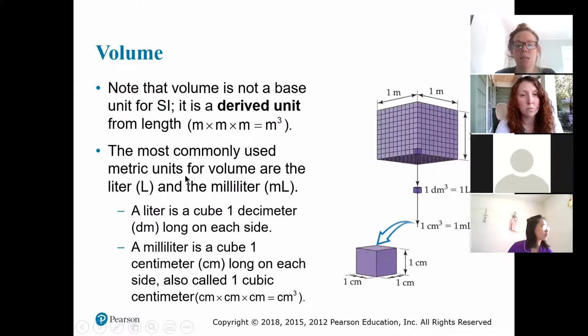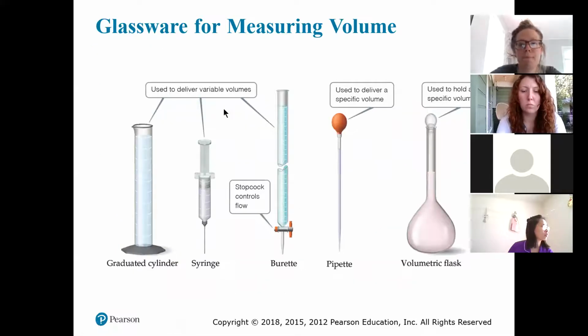Length is a meter. Volume, we've talked about that being a derived unit. So a meter times a meter times a meter, or meter cubed. So derived unit meaning it's derived of other units. Density is also a derived unit. Let's move this on. Okay, we did that.